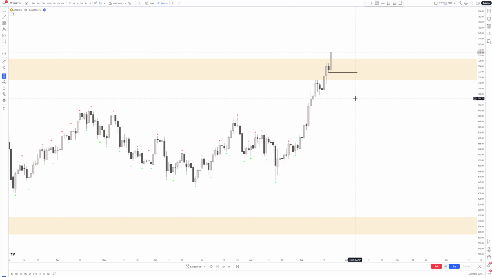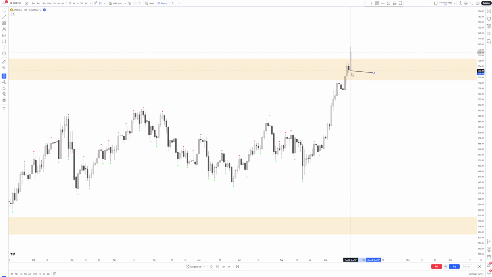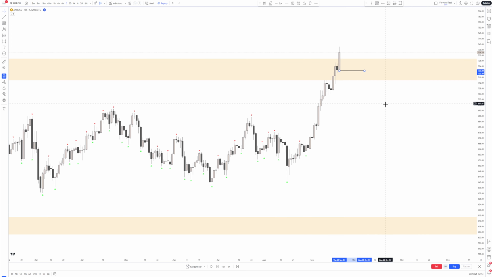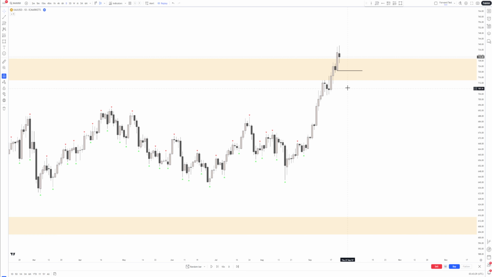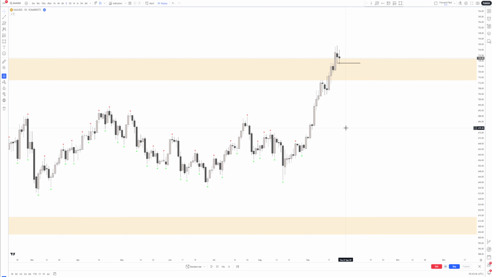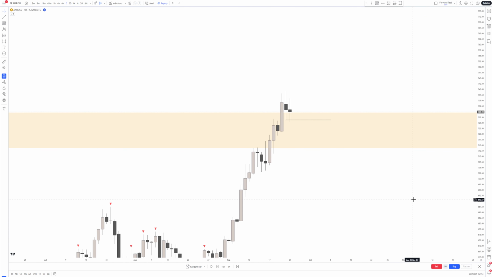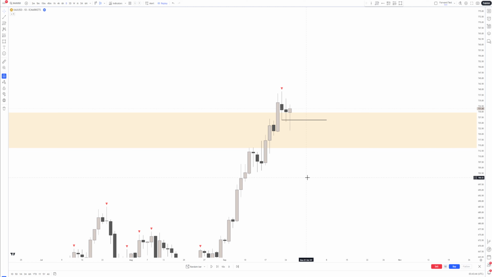Okay, now it has completely broken our zone, but price does have a tendency to break a zone and then come back down. Still nothing. First candle has broken that one. We need one more candle. Okay, so we have had one more candle, but the only downside is that this is quite bullish. It's not bearish. So personally, I wouldn't have taken that trade just because of the wick rejection.